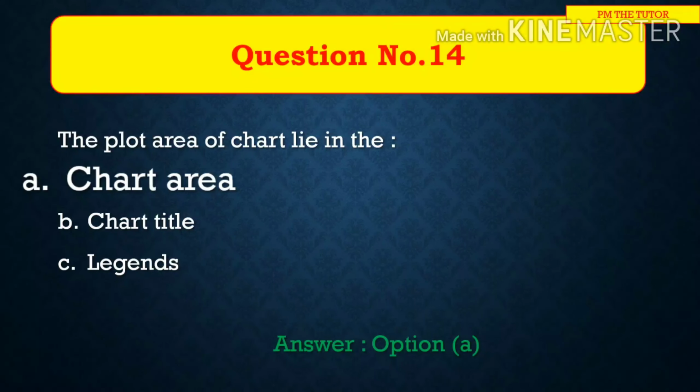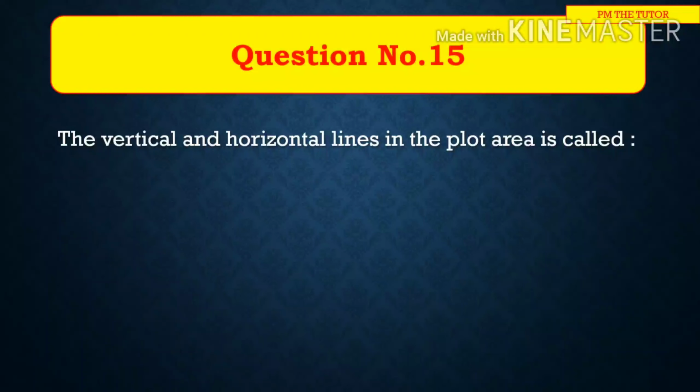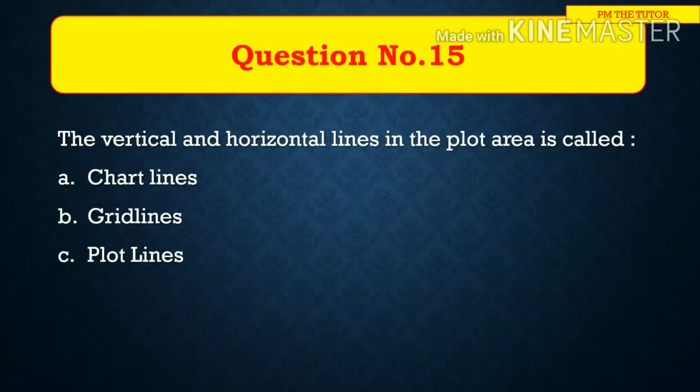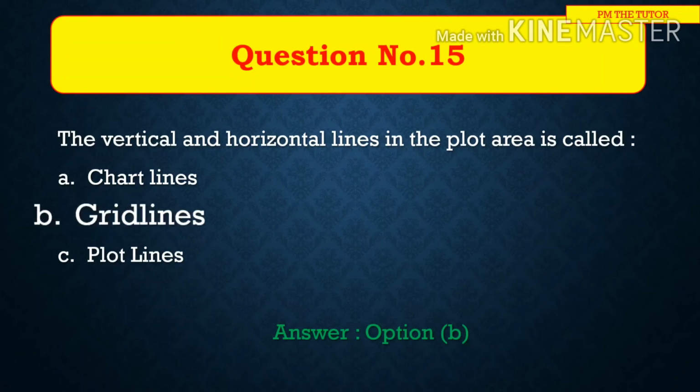Next, question number 15. The vertical and horizontal lines in the plot area are called. Options are chart lines, grid lines or plot lines. Right option is option B, that is grid lines.